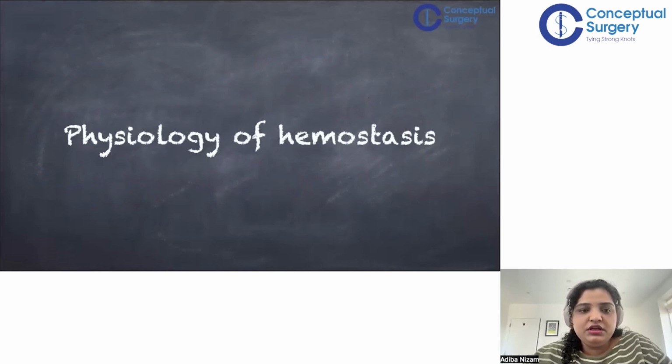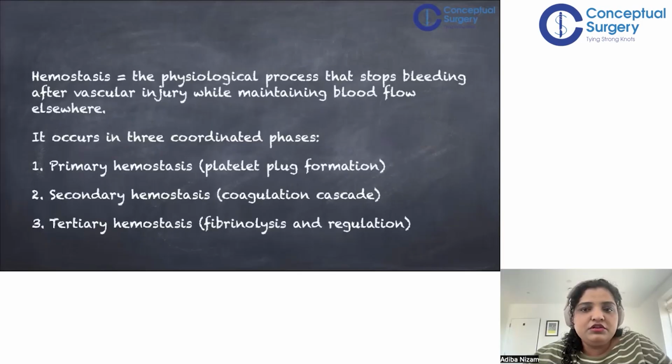So to begin with, we'll study how hemostasis occurs. By hemostasis, we mean the physiological process that happens whenever there is a vascular injury and it stops the bleeding while at the same time maintaining blood flow to the rest of the body. So, hemostasis occurs in three coordinated phases. The three steps include primary hemostasis, secondary hemostasis, and tertiary hemostasis.